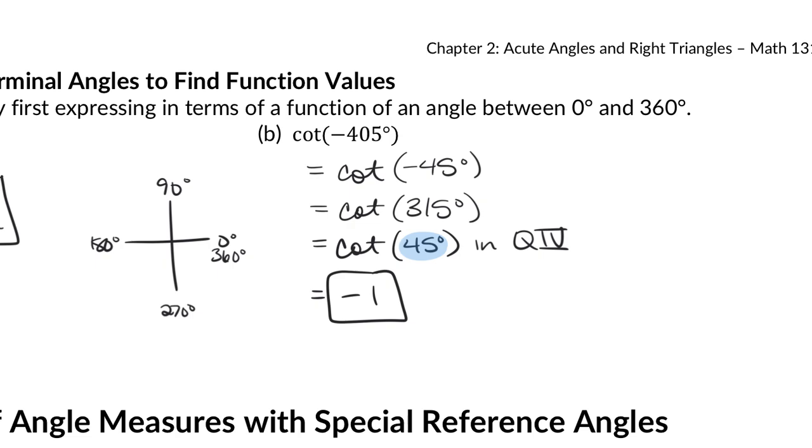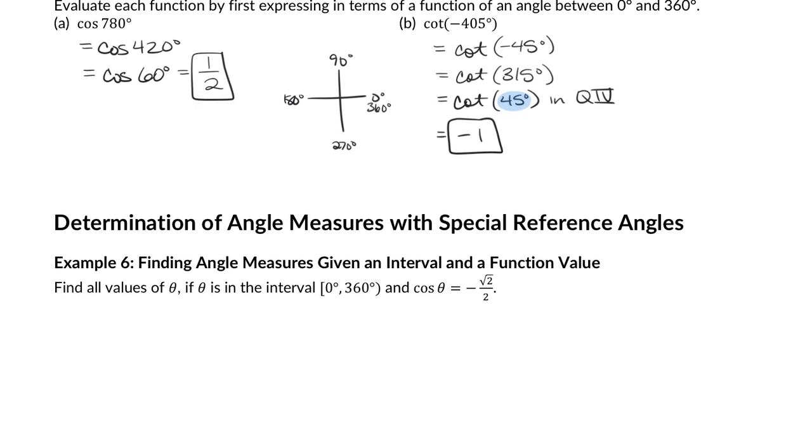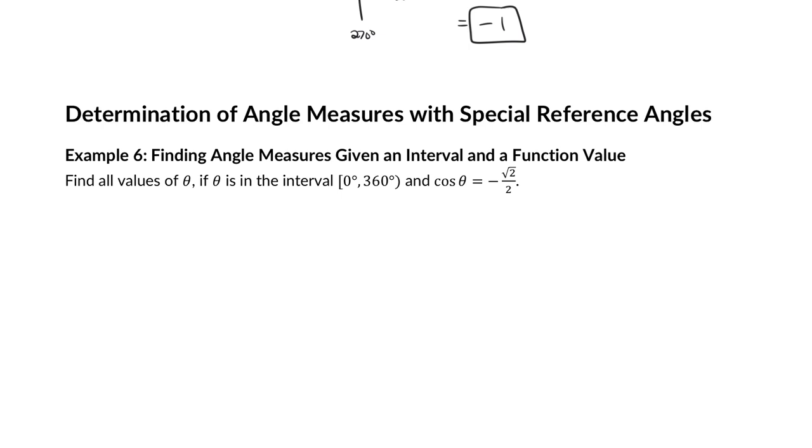We're going to determine the angle measures with special reference angles. So we're going to find all the values of theta, if theta is in the interval between 0 and 360 degrees, and the cosine of that angle is negative square root 2 over 2.